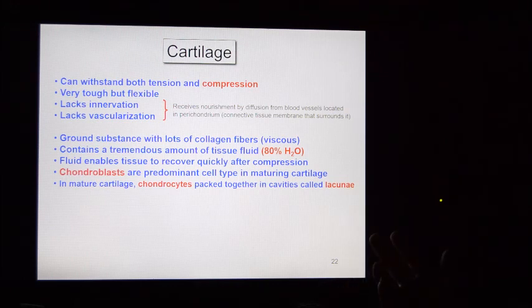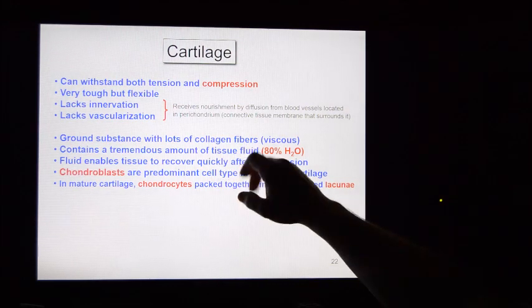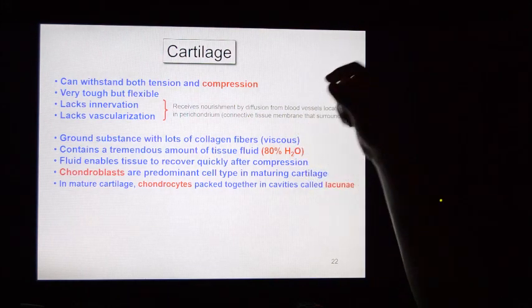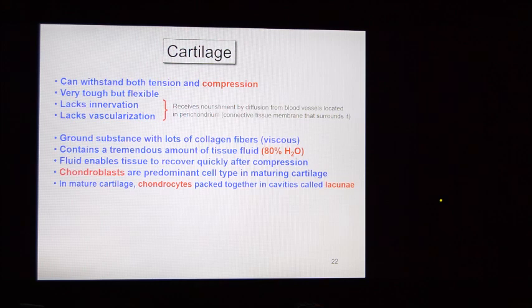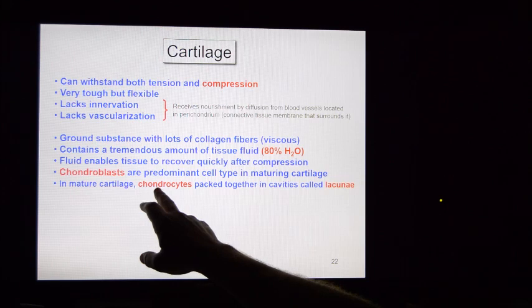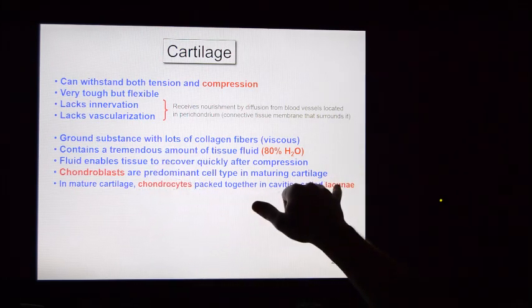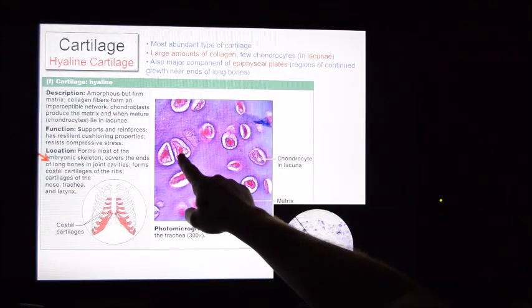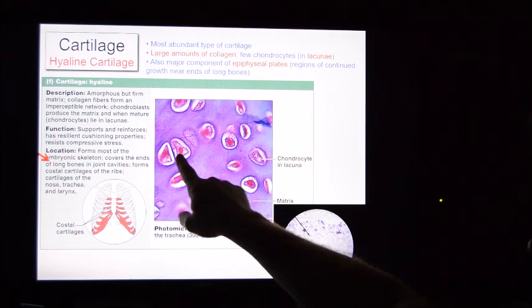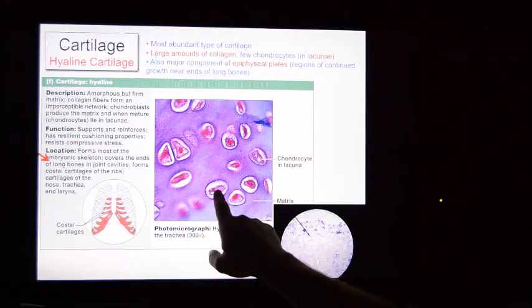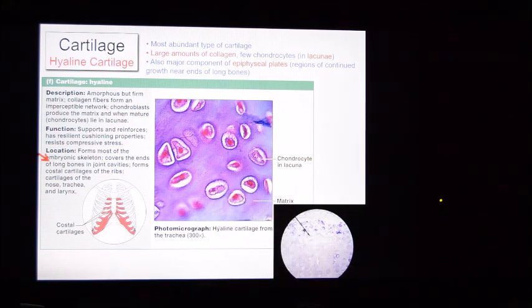All right. Ground substance with lots of collagen, that's a fact. All cartilage is mostly collagen. There's a huge amount of water present in cartilage, and worthy of mention here is the concept that cartilage is made by chondroblasts. Mature cartilage cells are called chondrocytes, and chondrocytes live in small openings within the cartilage called lacunae. Actually, you can see this here, this is hyaline cartilage. There's a chondrocyte, and it's living inside an opening called a lacuna, chondrocyte in its lacuna, right?